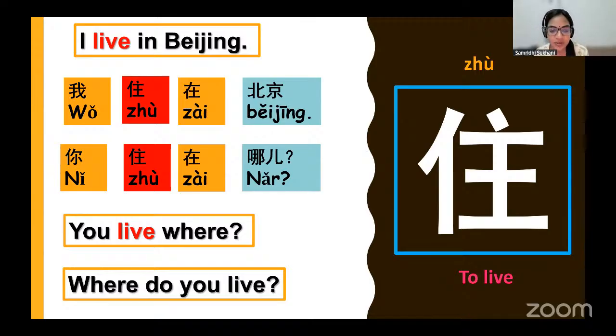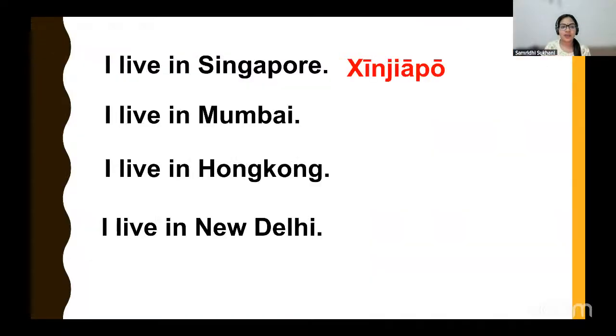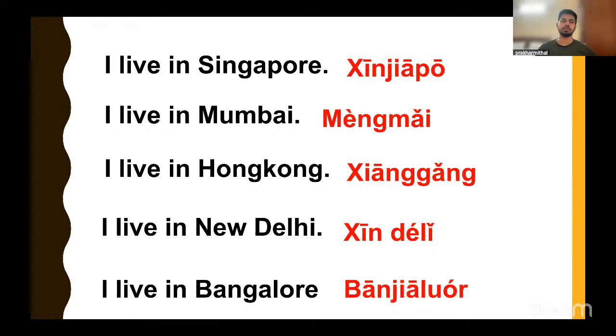Should I move forward? Yes. Okay, we'll do some practice now. First let's do a practice of just saying the statements. I think there should be five statements: I live in Singapore, I live in Mumbai, I live in Hong Kong, I live in New Delhi, I live in Bangalore. Through these sentences, we are also understanding how to say the Indian cities in Chinese. So pay attention to that as well.